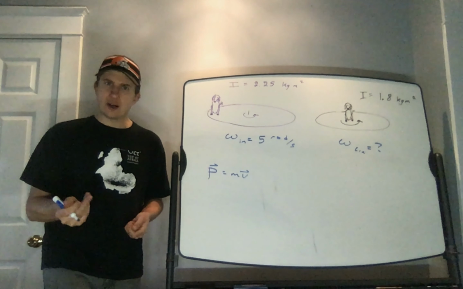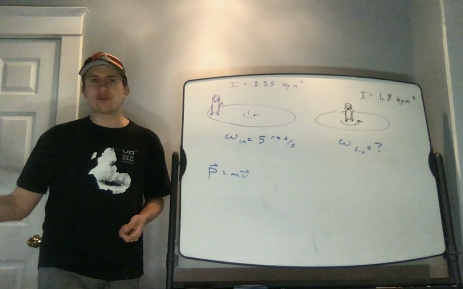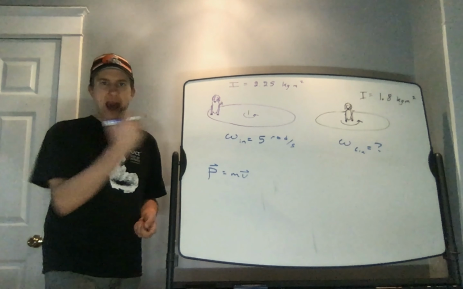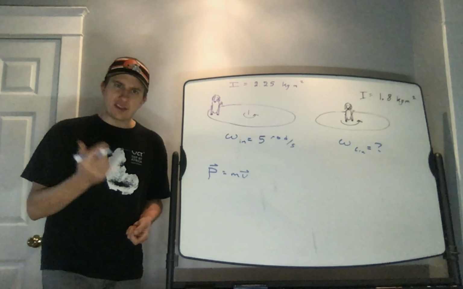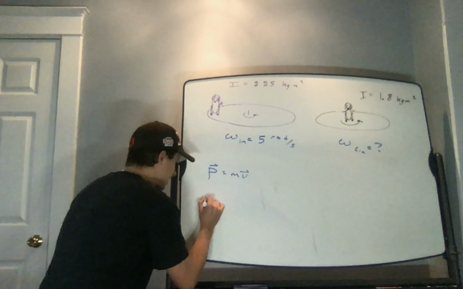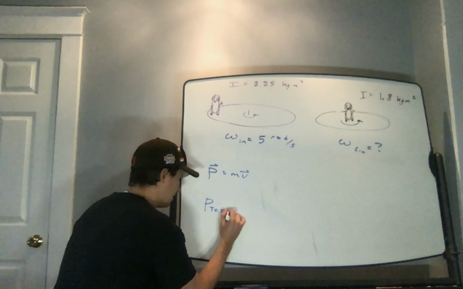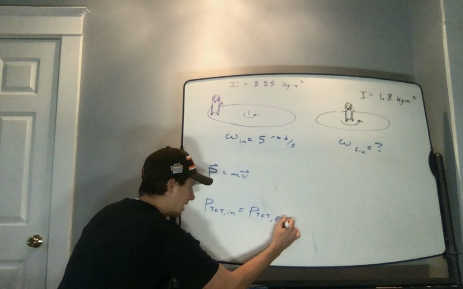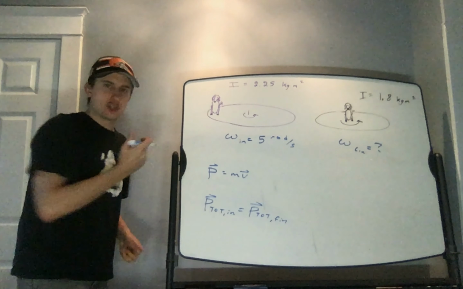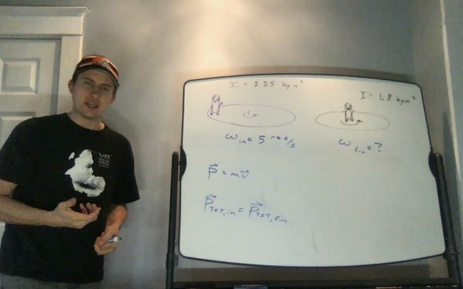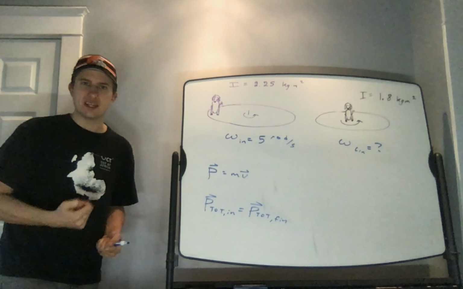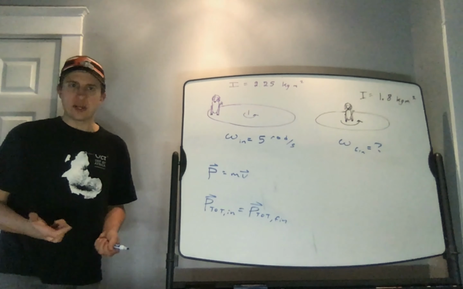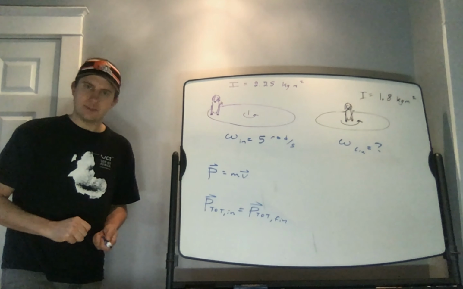So the total momentum of every particle before the interaction is going to equal the total momentum of every particle after the interaction. I could write that as an equation by writing P total initial equals P total final. And when I write total, I'm essentially saying the sum of the momentum of every object in my system. In this particular system, we have two objects. We have a dog and a merry-go-round.